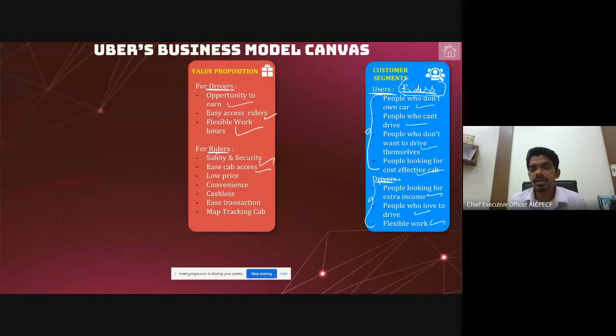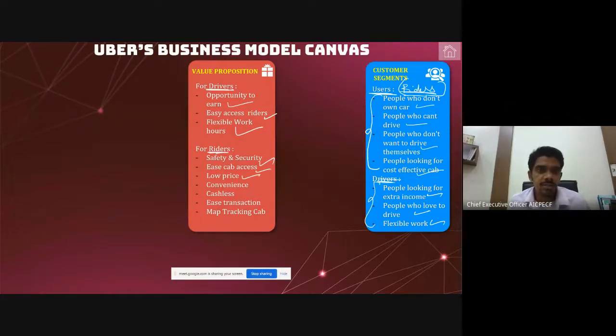Ease of cab access. நான் என் வீட்டுல இருந்தே எனக்கு இப்போ கேப் புக் பண்ணிக்கலாம். What was earlier happening? I need to come to a bus stand, I need to come to a cab station, auto stand. So now that difficulty has been eradicated. So I am adding a value. Uber is adding a value of easy cab access to the drivers. Sorry, for the riders customer segment.